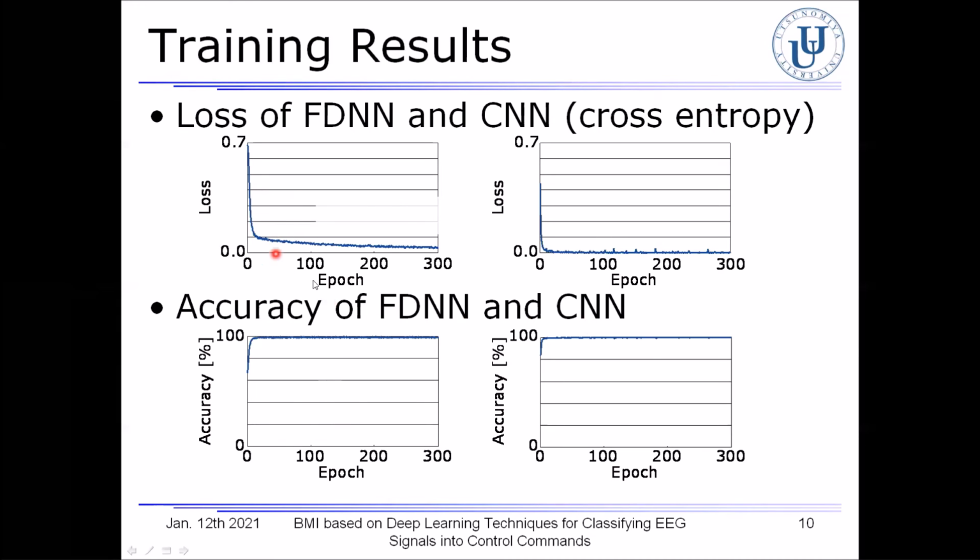As the training epoch increased, the loss decreased and the accuracy increased. These results indicate that the connection weights and the convolutional filters in the FDNN and the CNN were successfully optimized. As a result, the estimation performance of both the FDNN and the CNN was more than 99%. So the FDNN and the CNN that minimize the loss are used as the linear and angular velocity command classifiers.